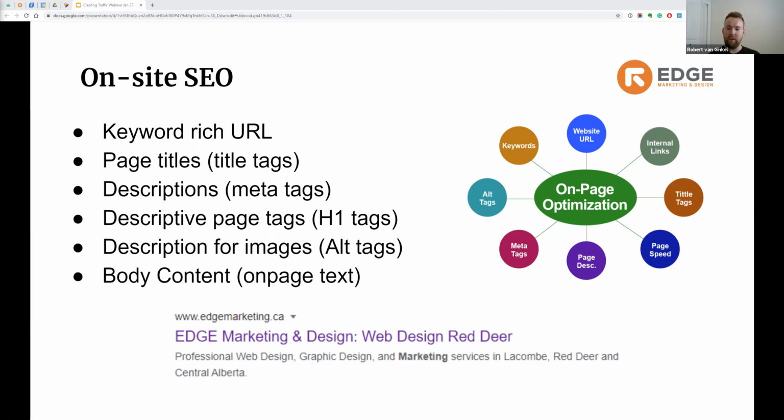The other thing that we talk about and that we spend a lot of time on ourselves is the page titles, or title tags, they're called.